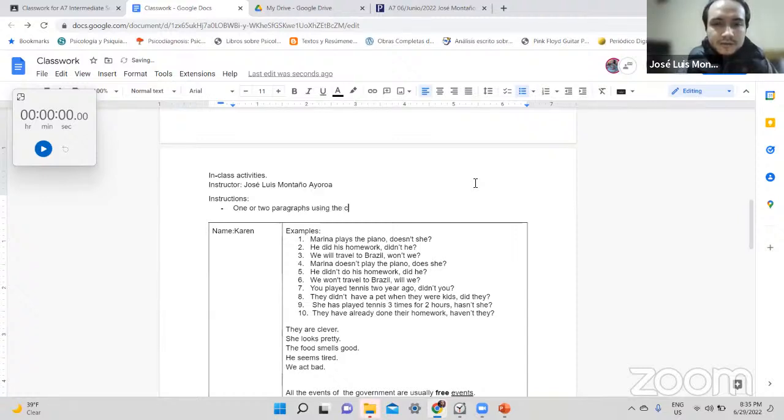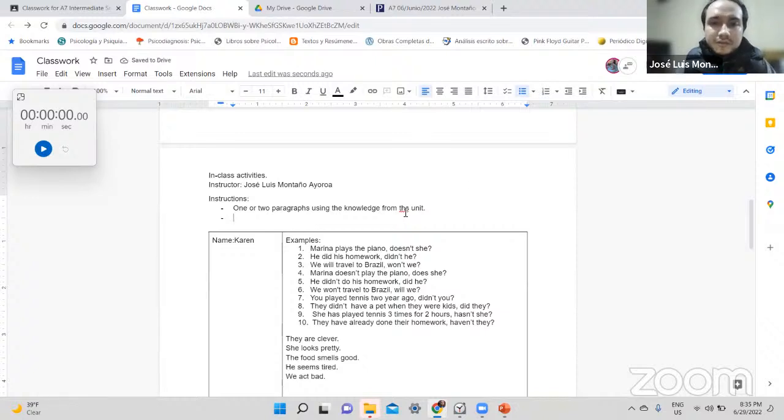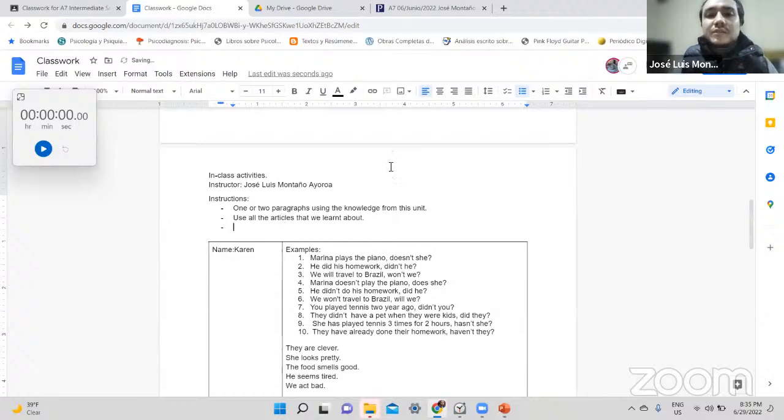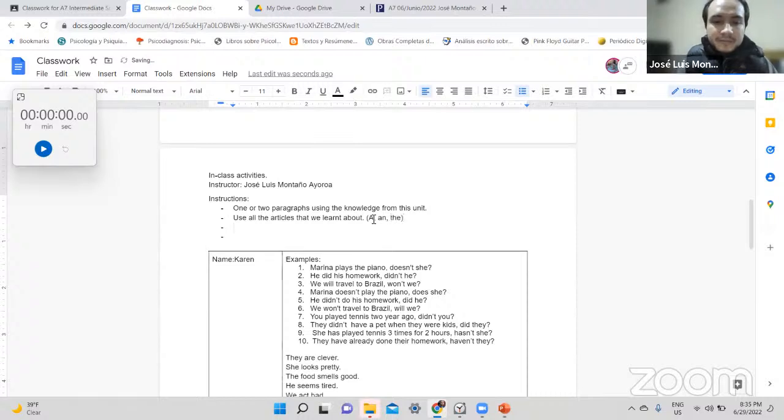Using the knowledge from this unit. Then you have to use all the articles that we learned about. It means you have to use a, an, and the. Then use plural. Use indefinite plural.